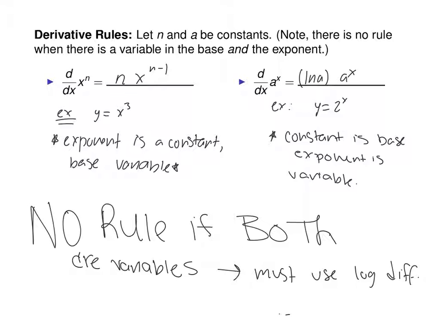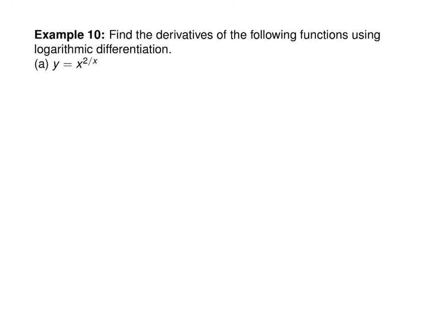So let's do a couple examples of that. This one is x to the power of 2 over x. It's not a rule you can use, because both the base and the power have variables. So natural log both sides. Maybe it isn't immediately obvious why that's helpful. We have no rule for it. What does the log do to the power? What's the log's purpose in life? Takes it down.